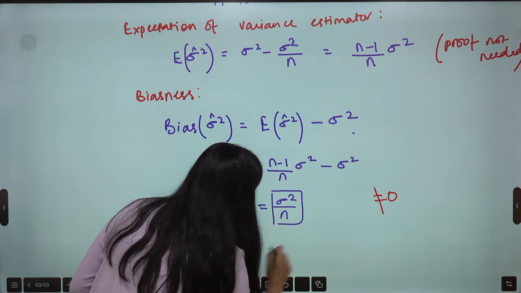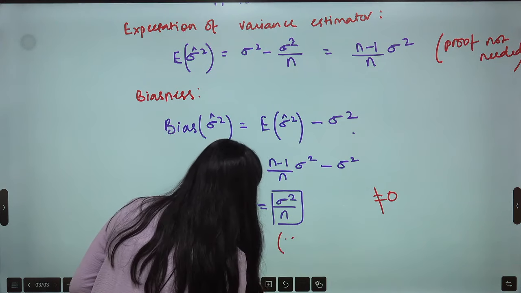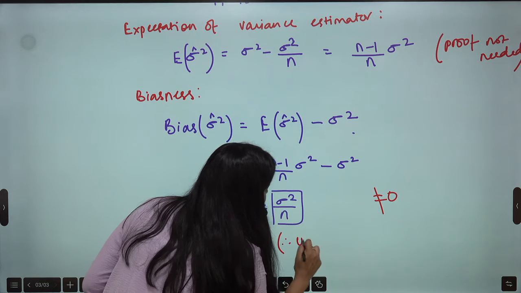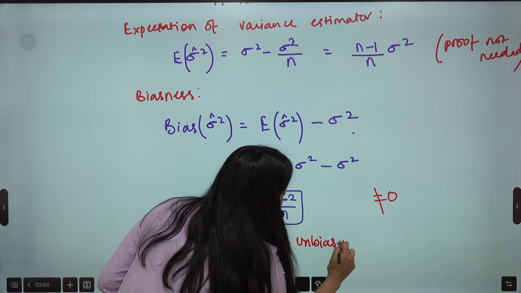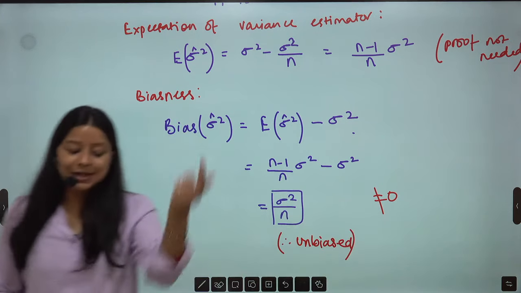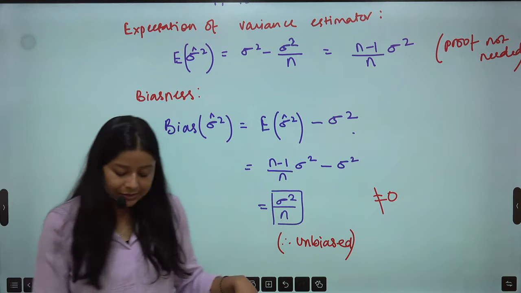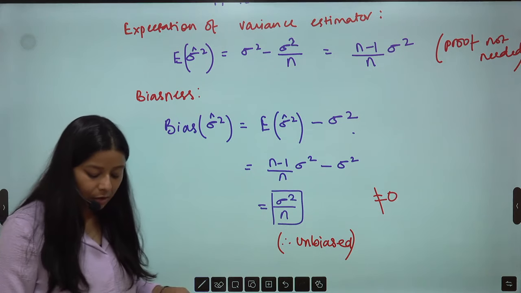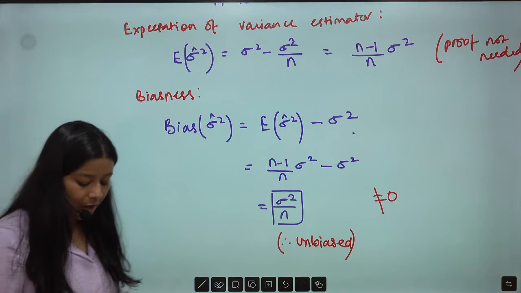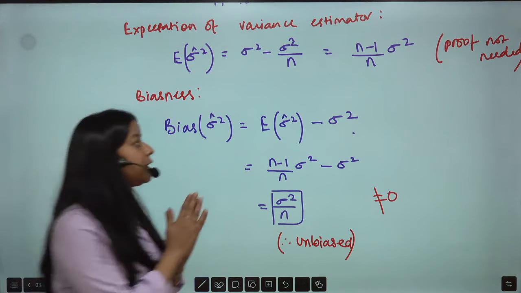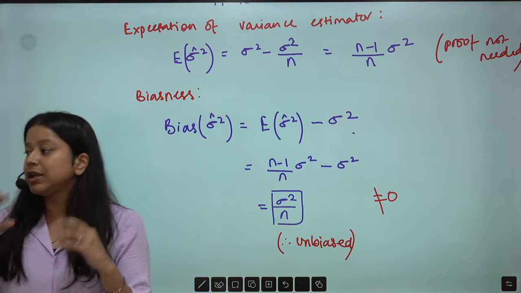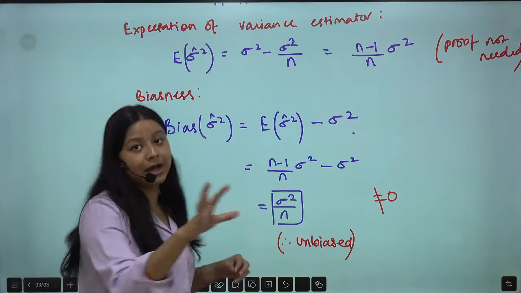what do you conclude? You conclude that it is biased. हम लोग के mean estimator में क्या आ रहा था? Biasness was coming as zero. Here the biasness is not coming as zero, means that this is biased. Now can you tell me why it is biased? ये समझना important है, ध्यान से सुनना.